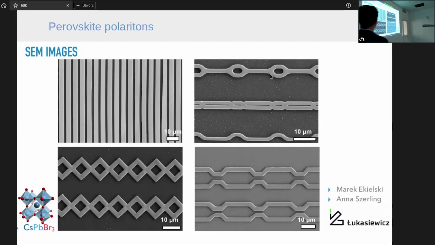Okay, so now this is an example of structures that can be fabricated in Warsaw, actually in the Institute of Physics next door, in the group of Anna Sherwin. You can see that these are very nice structures with very high quality. Maybe I will not go into detail into the technology to fabricate it, but it uses some templates where we fill the perovskite inside, and then by some process we remove the template, and we are left with the structures that we want.